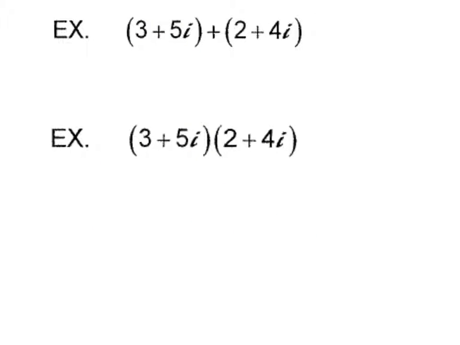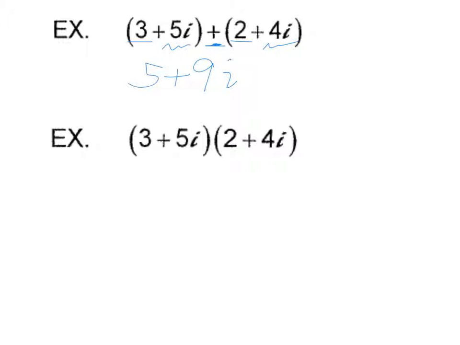So we're supposed to evaluate these expressions, and the first one is an addition problem. Even though they're both in parentheses and it would be tempting to FOIL those, the plus in the middle means we're just adding them, so we just combine like terms. So I can add the 3 and the 2 and get 5, and then add 5i plus 4i and get 9i. You can't combine the 5 and the 9 just like you wouldn't be able to if it was 9x.